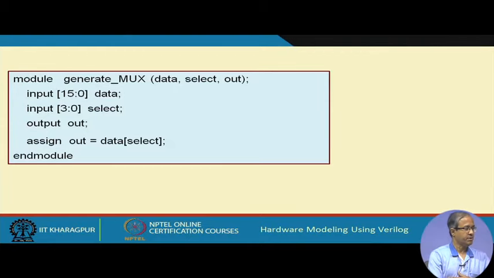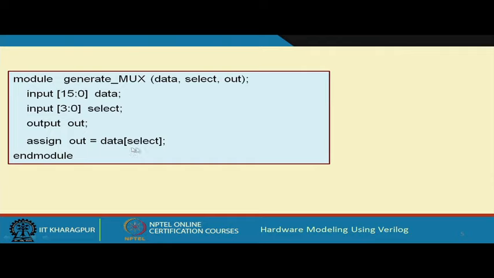In this example, we are using a module called generate mux, which has 3 parameters. The input is a 16-bit quantity, it is a 16 to 1 mux, with a 4-bit select line and a single-bit output. We are simply using a single line description which says assign out equal to data of select. Data is a 16-bit vector, and select is a 4-bit number which selects one of the bits, and that particular bit goes to out. Which is what a mux is.